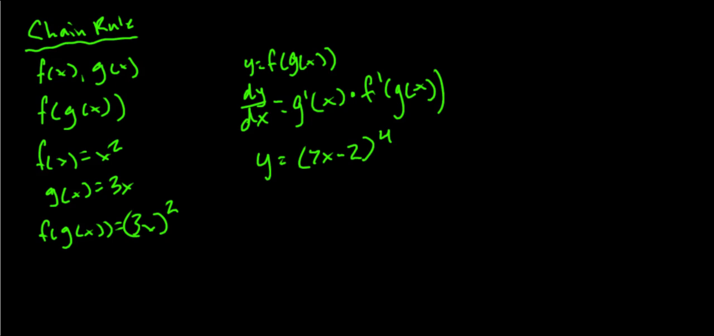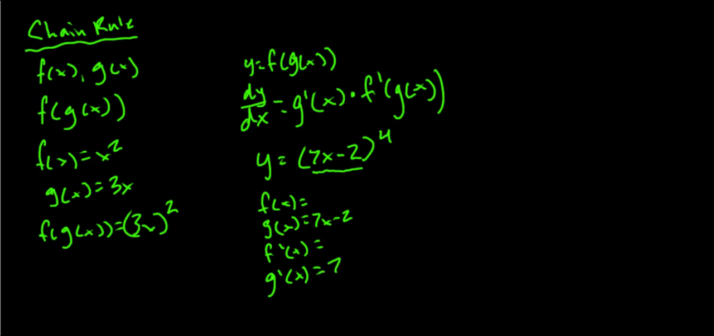So clearly we have this interior function right here. Before, we defined g as our interior function. So we'll say, okay, we're not sure what f of x is equal to yet, right? But we know that g of x is equal to 7x minus 2. And we don't know what f of x is, so we're not going to find what f prime of x is. And we know what g of x is, so we can find what g prime of x is. And we know now that that's just going to be 7. Very easy to do the derivative of 7x minus 2.